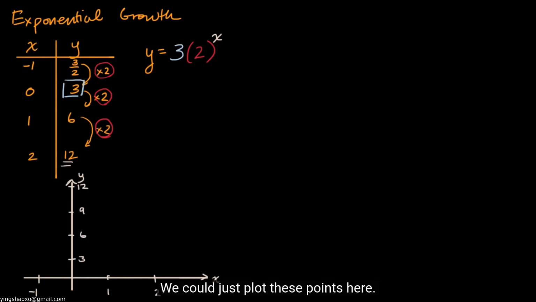And we could just plot these points here. When x is negative 1, y is 3 halves. So it looks like that. Then when x is 0, y is 3. When x equals 1, y has doubled. It's now at 6. When x is equal to 2, y is 12. And you will see this telltale curve.